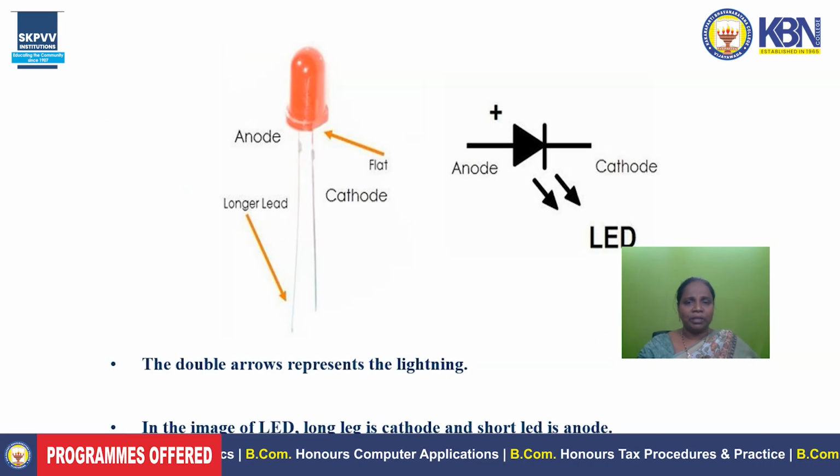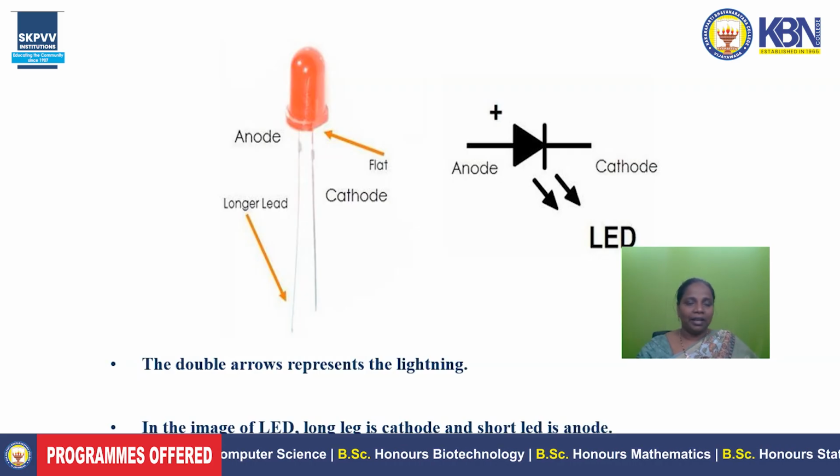The diagrammatic representation of LED is like this. The black diagram is the symbolic representation of LED. It contains two terminals, anode and cathode. The LED is in forward direction. Anode represents the positive terminal, cathode represents the negative terminal. In that image we observe two arrow marks. Those arrow marks represent the emission of light.